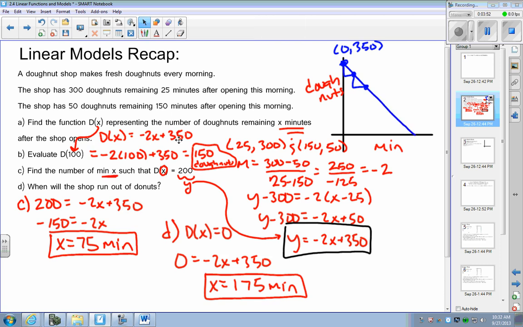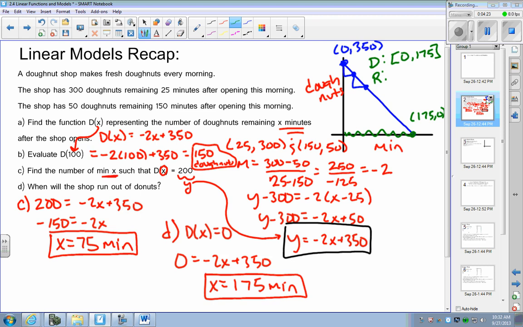Now, if we have that picture, while we're here, let's just go do some domain and range for extra practice. Domain's the x values. So all this here. You can't have less than 0 minutes. When the shop opens, that's when it starts. That's minute 0. And it just looks like the shop runs out of donuts at 175 minutes. So this point right here is 175, 0.